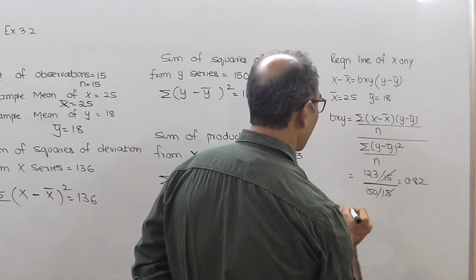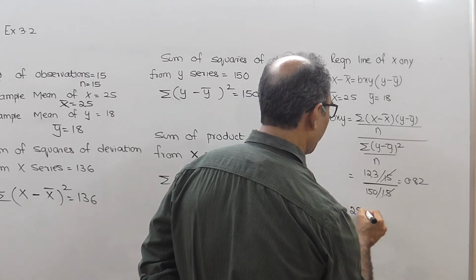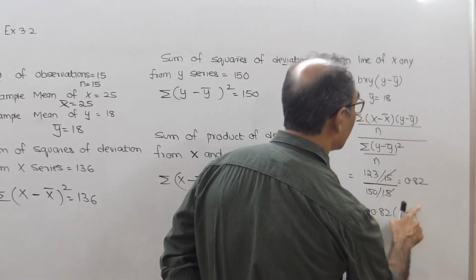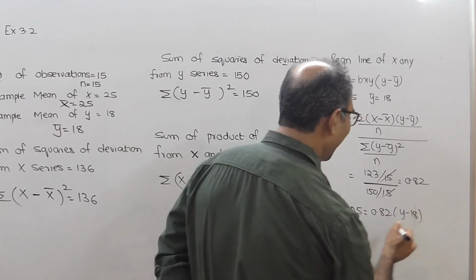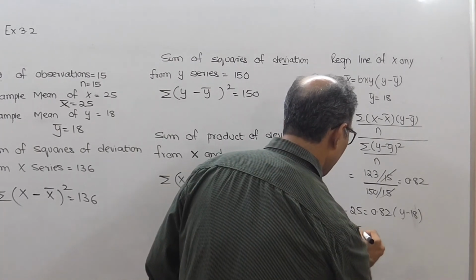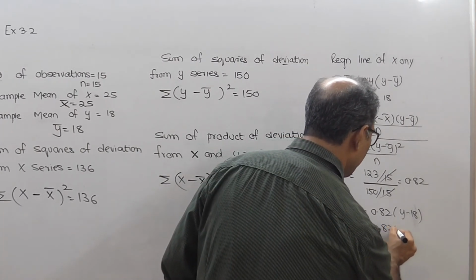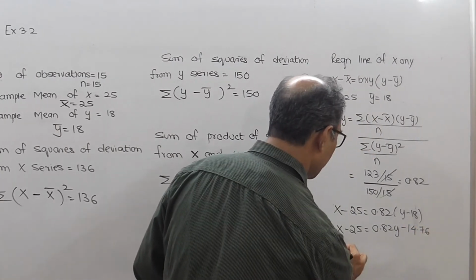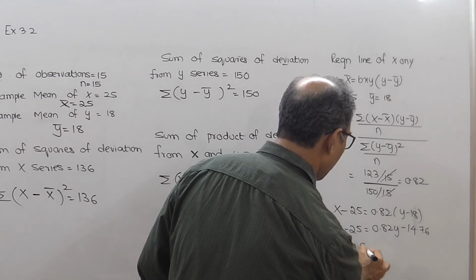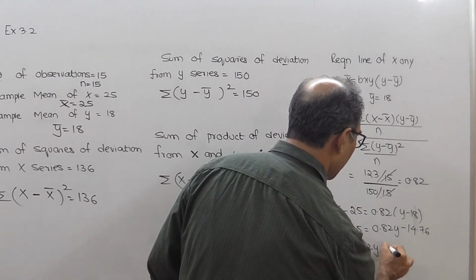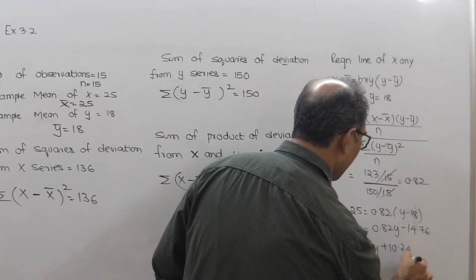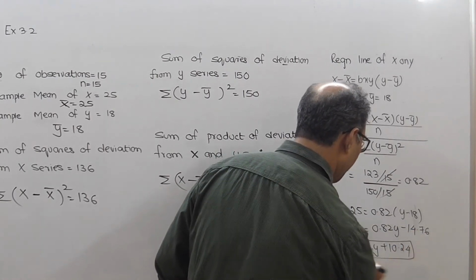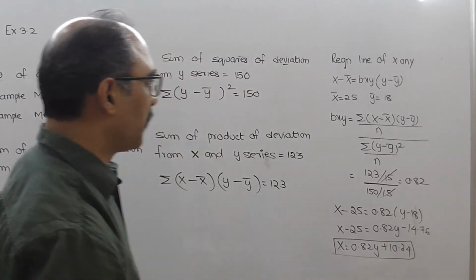So x minus x bar, which is 25, equals 0.82 times (y minus y bar, which is 18). x minus 25 equals 0.82y minus 14.76, so x equals 0.82y plus 10.24, because if you take the difference of 14.76 and 25, you get 10.24.